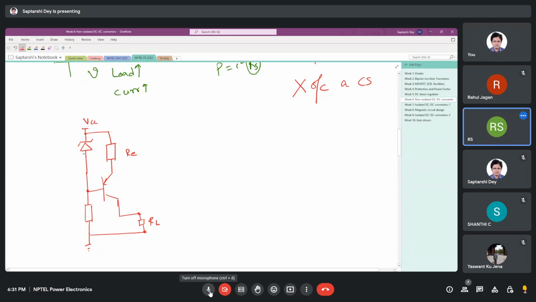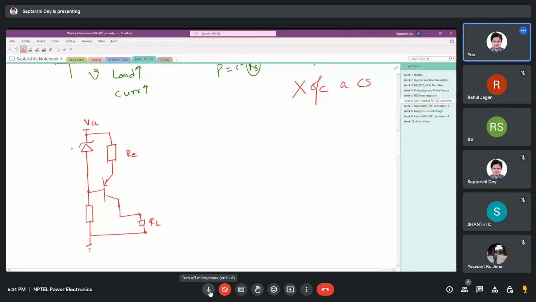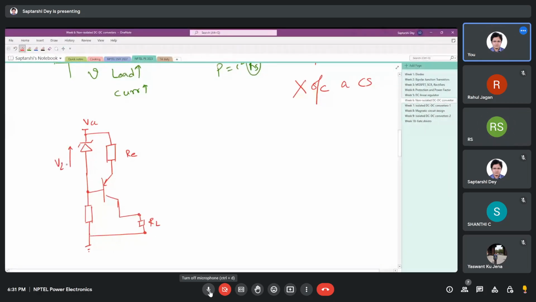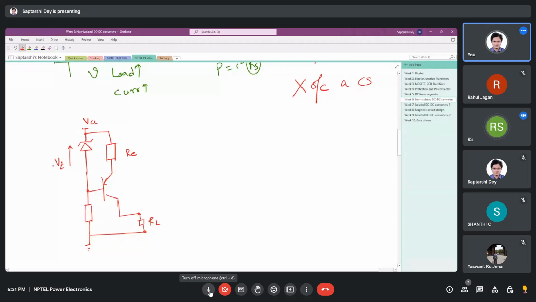So this voltage Vz is fixed, right? Now we have base, emitter, collector.